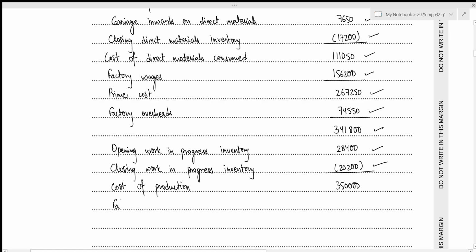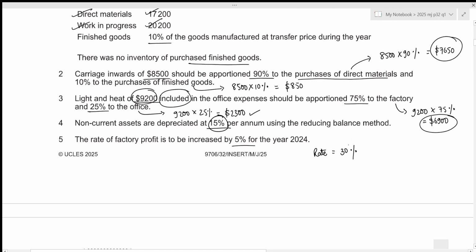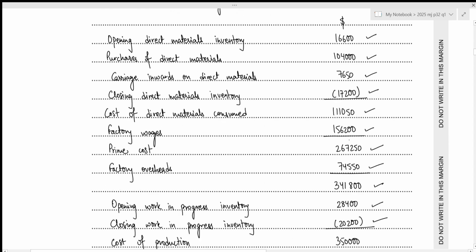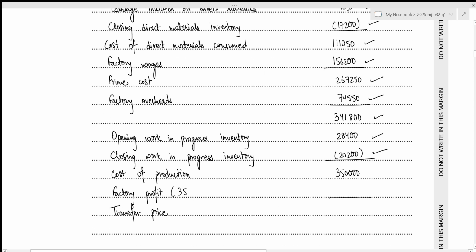Then we need to add our factory profit, after which we will get the transfer price. Okay, so the rate of factory profit for this year, we calculated it to be 30%. So that will be 350,000 times 30%, which results in the value of 105,000. Now the transfer price will be the sum of the cost of production and factory profit, 350,000 plus 105,000, which results in 455,000. That is all for the first part of this question.